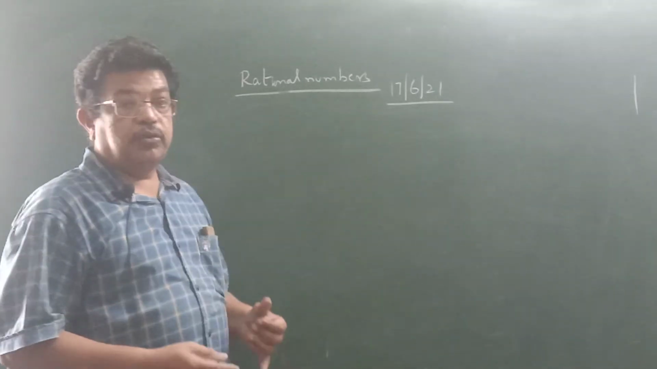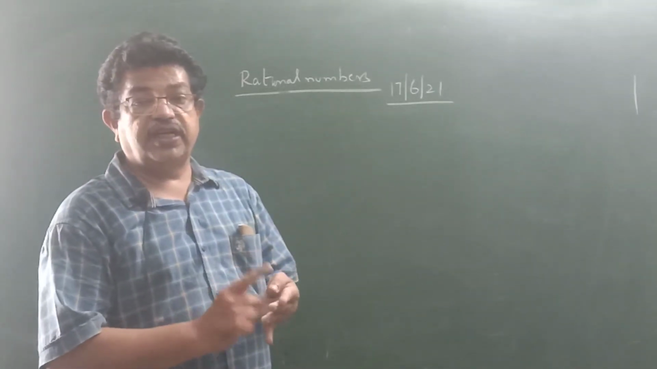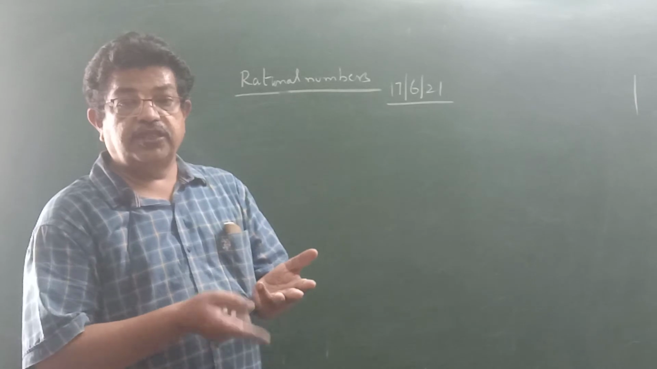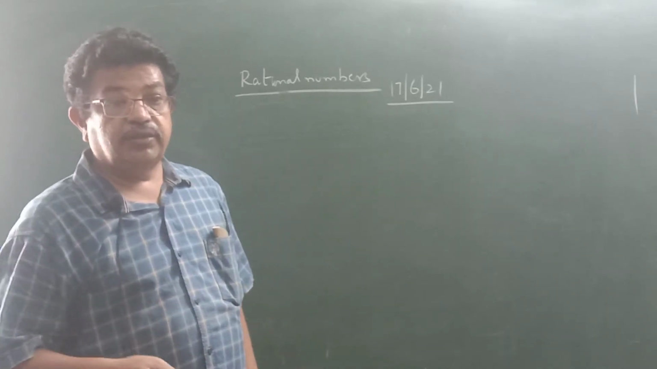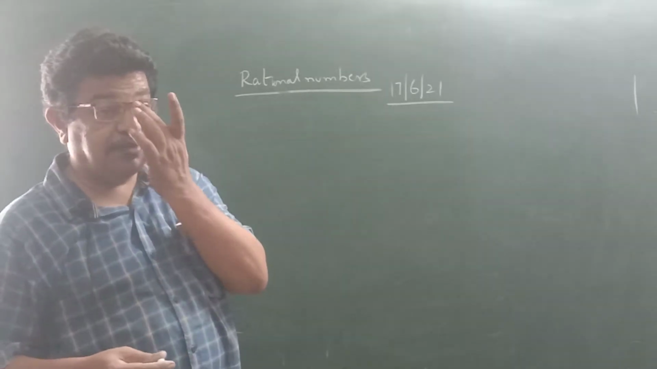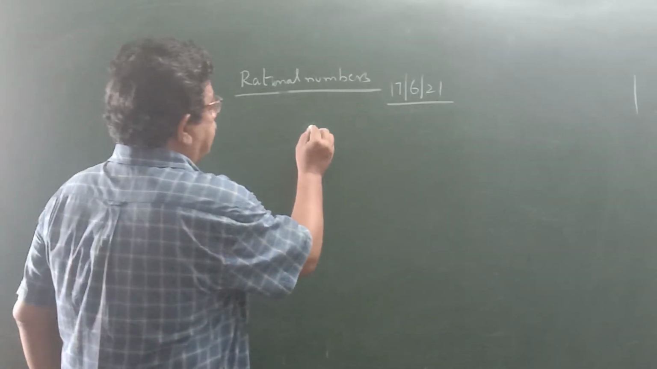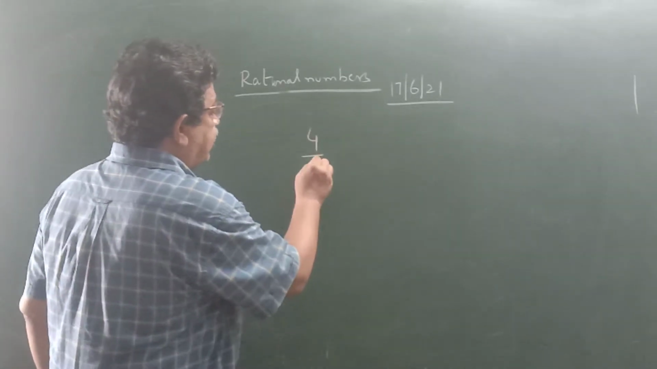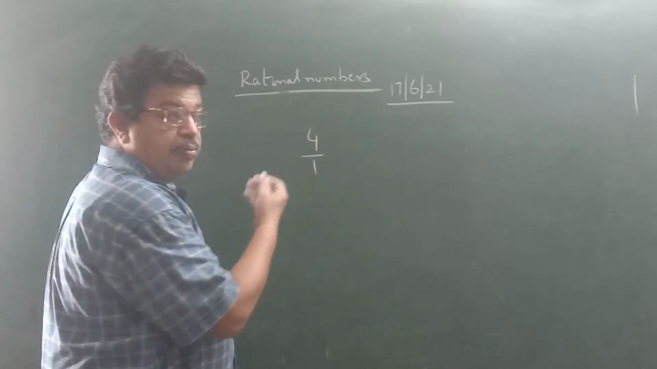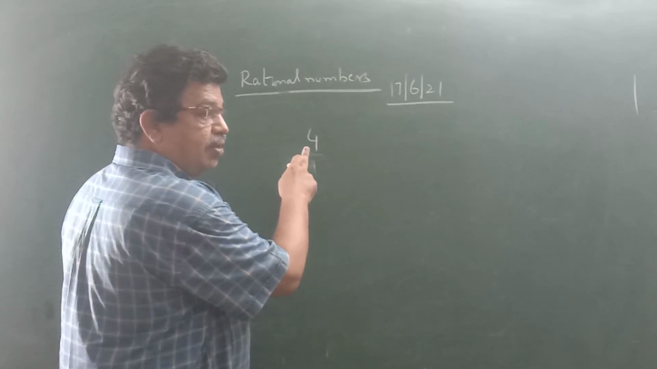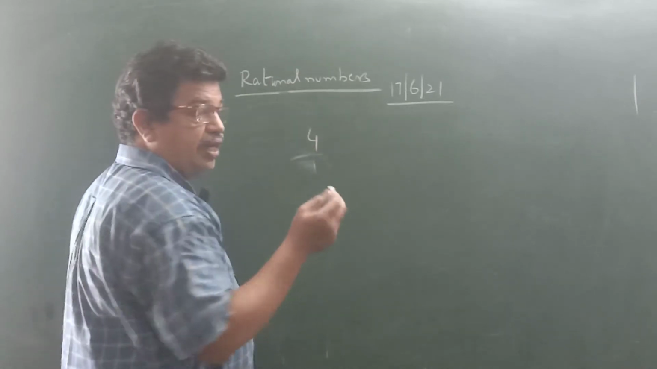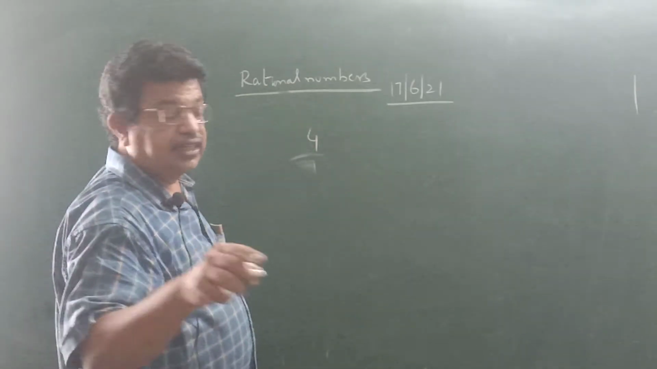So, we learnt about natural numbers, whole numbers, integers and rational numbers and their properties with respect to addition, subtraction, multiplication and division. Now, we are going to understand the properties under division. Suppose you take a rational number 4. 4 you can write as 4 by 1, so it is in the form of P by Q. 4 is a natural number, a whole number and an integer. You can consider a natural number, whole number and integer as a rational number.